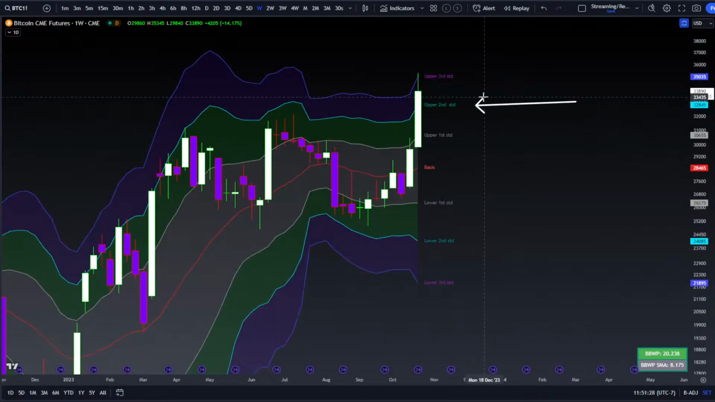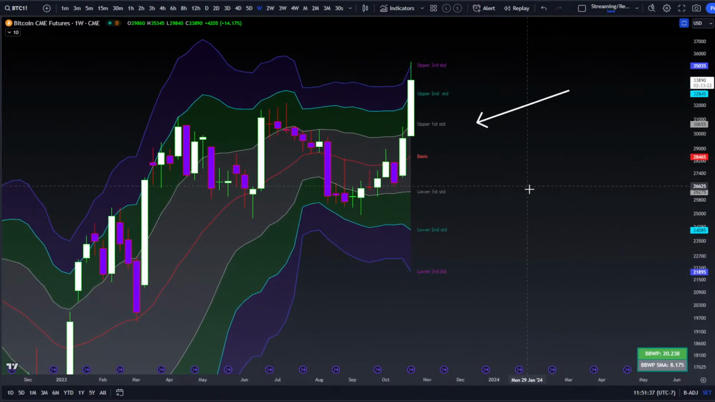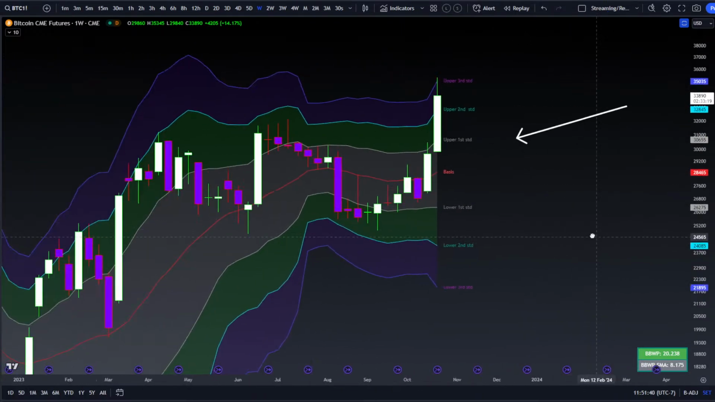Now, of course, being above the upper second standard deviation, we want to see close over close. So we really do want to see continuation next week above the upper second standard deviation, which is likely going to move up somewhere around 34.